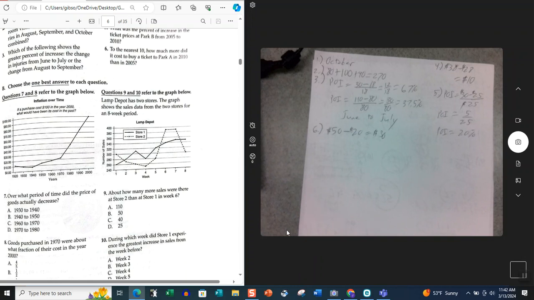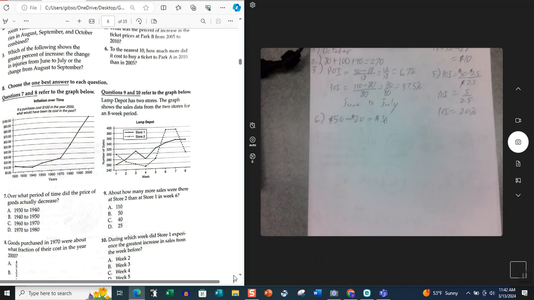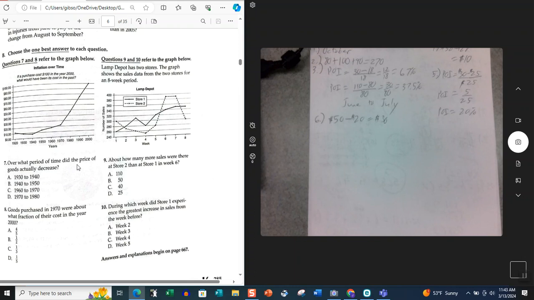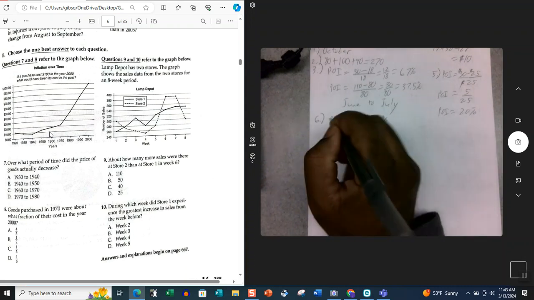Okay, now choose the one best answer to each question. Questions 7 and 8 refer to the graph below. Okay, so it says here, over what period of time did the price of goods actually decrease? Now, if you look at this period of time, the goods decreased from 1920 to 1940, because you notice it's going down. So 1920 to 1940, it doesn't show that here. It does show 1930 to 1940, so we can use that. So that would be our best answer. So 1930 to 1940, which would be A.